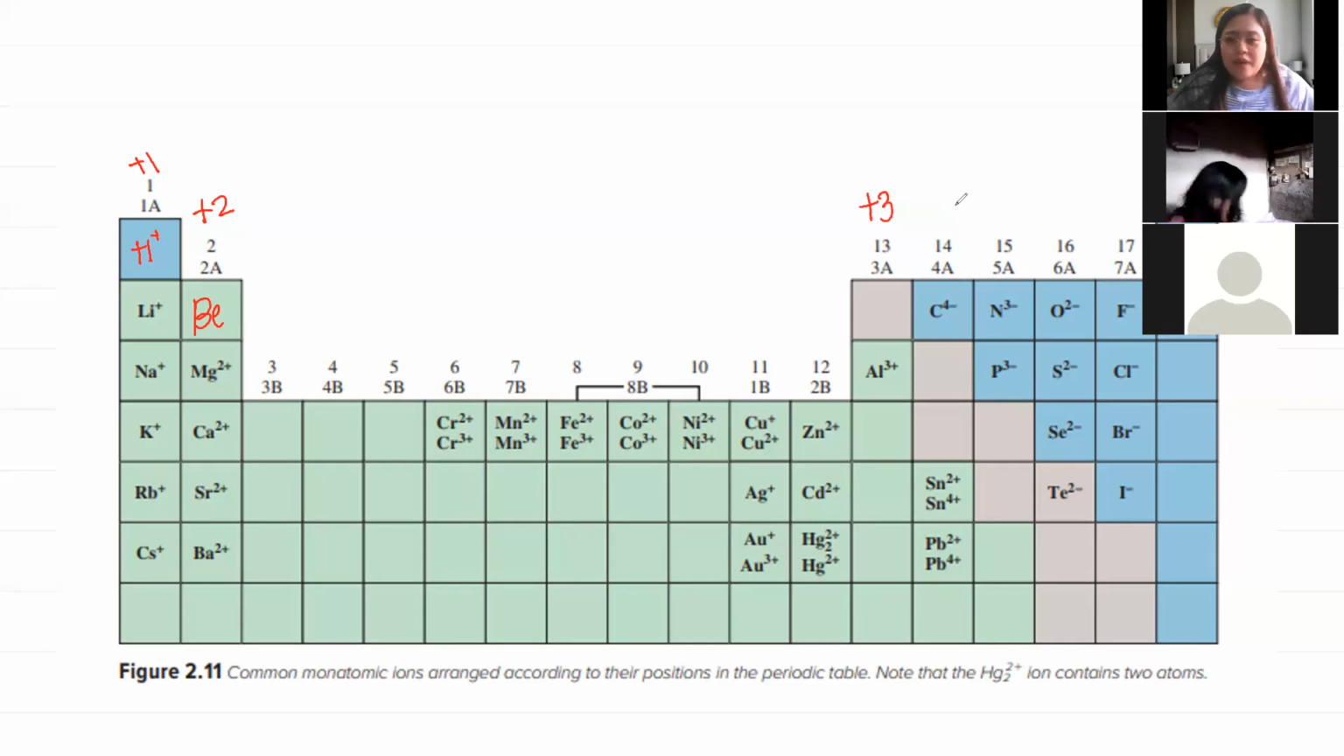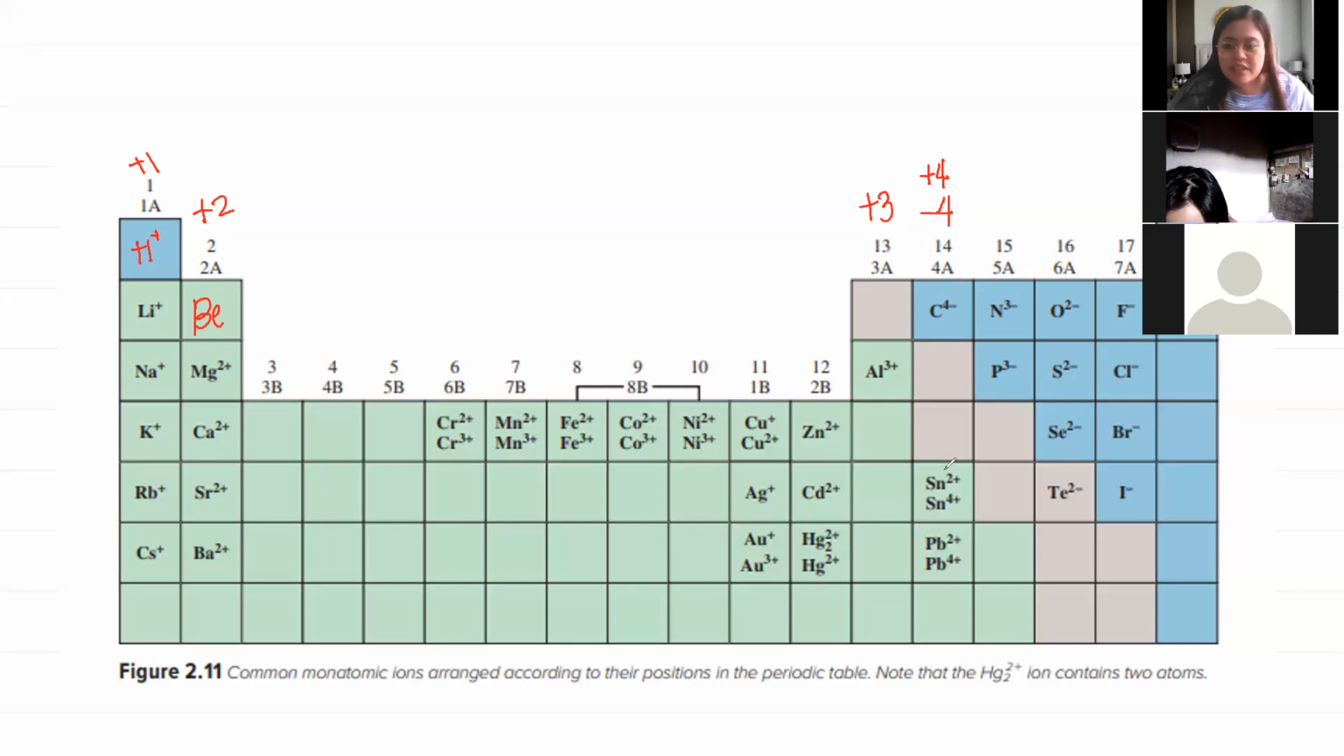Okay, now how about group 4? So group 4 can be positive 4 or negative 4. It depends on carbon. Carbon behaves differently from other elements. So it can be positive 4, it can be negative 4, with exceptions.